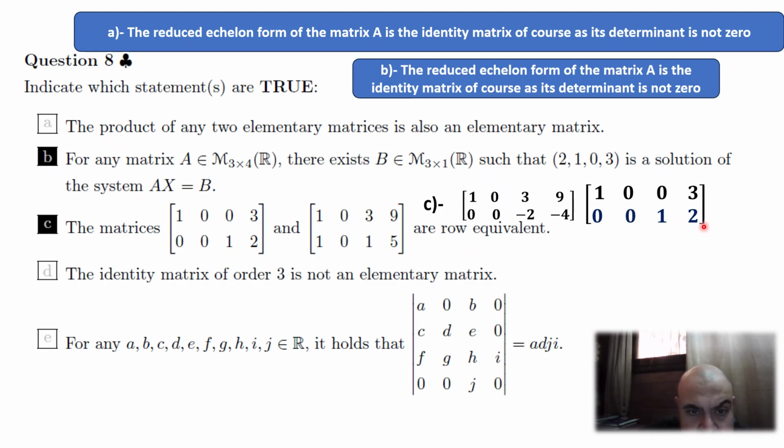0, 0, 1, 2, and 1, 0, 0, 3. So it's not the same. So no, the matrices are... I'm sorry, it's exactly the same. So the matrices are equivalent, as you saw. For question number D, the identity matrix of order 3 is not an elementary matrix. This is not correct, because all the elementary matrices are unit matrices, even the unit matrix by itself.